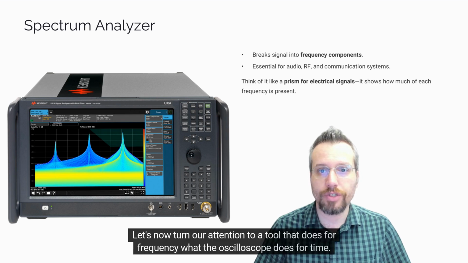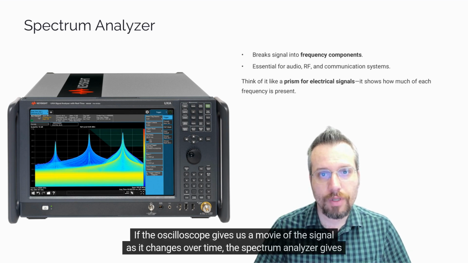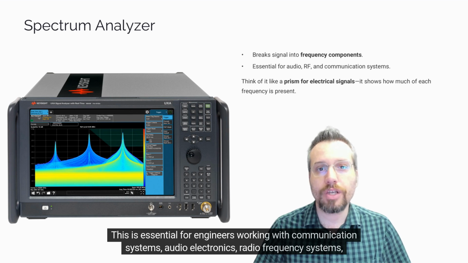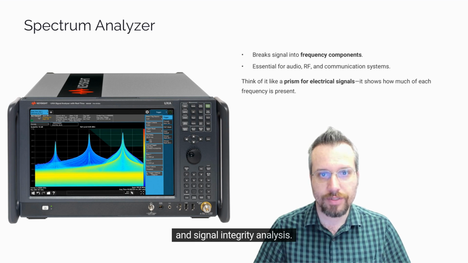Let's now turn our attention to a tool that does for frequency what the oscilloscope does for time. If the oscilloscope gives us a movie of the signal as it changes over time, the spectrum analyzer gives us the DNA of the signal, revealing exactly what frequencies are present and in what proportion. This is essential for engineers working with communication systems, audio electronics, radio frequency systems, and signal integrity analysis.